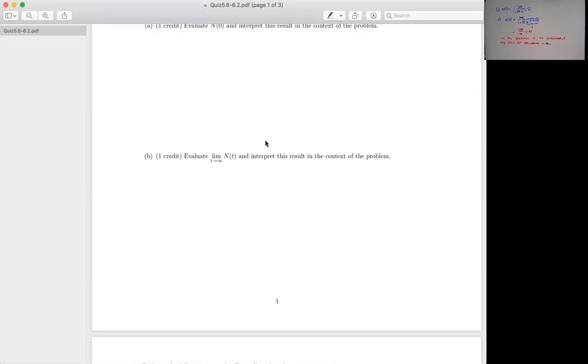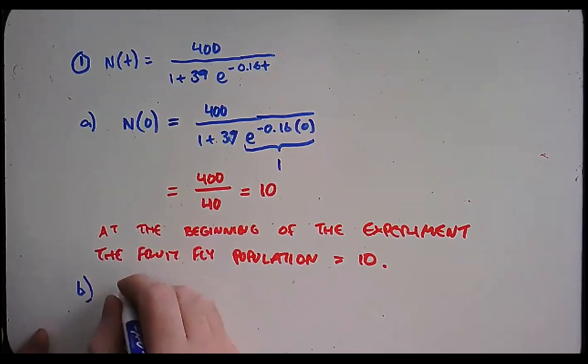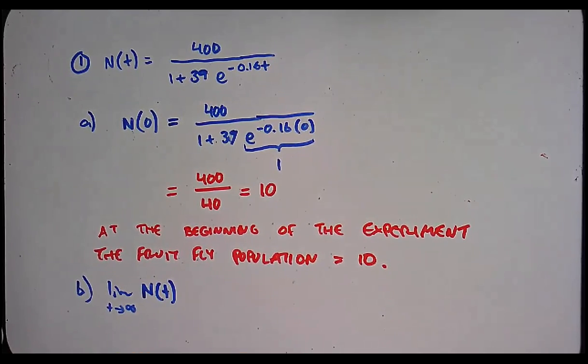Okay, so problem 1B asks us to evaluate the limit as t approaches infinity of our function N and interpret this result in the context of the problem. So part B, we want the limit as t approaches infinity of N of t. We're going to evaluate that, interpret it. Well, the interpretation, we can start the interpretation right now.